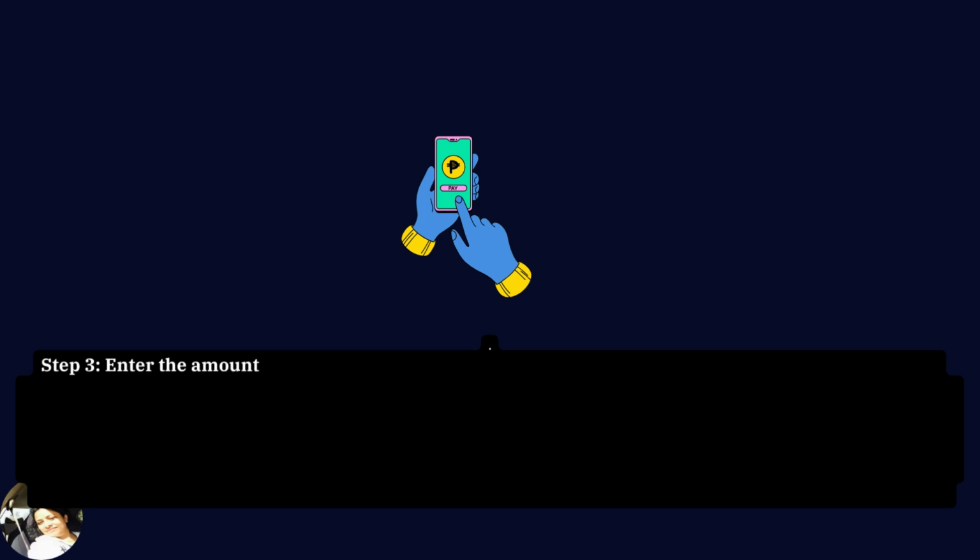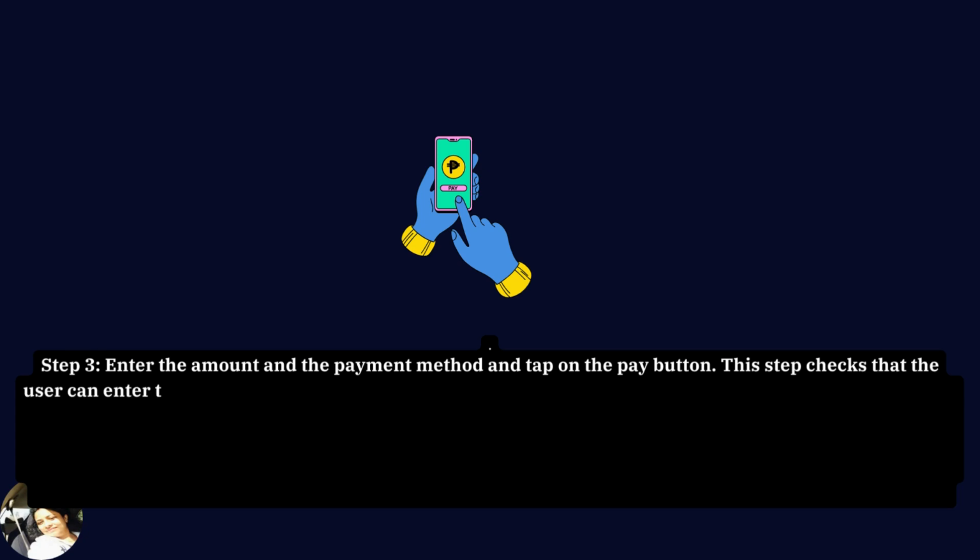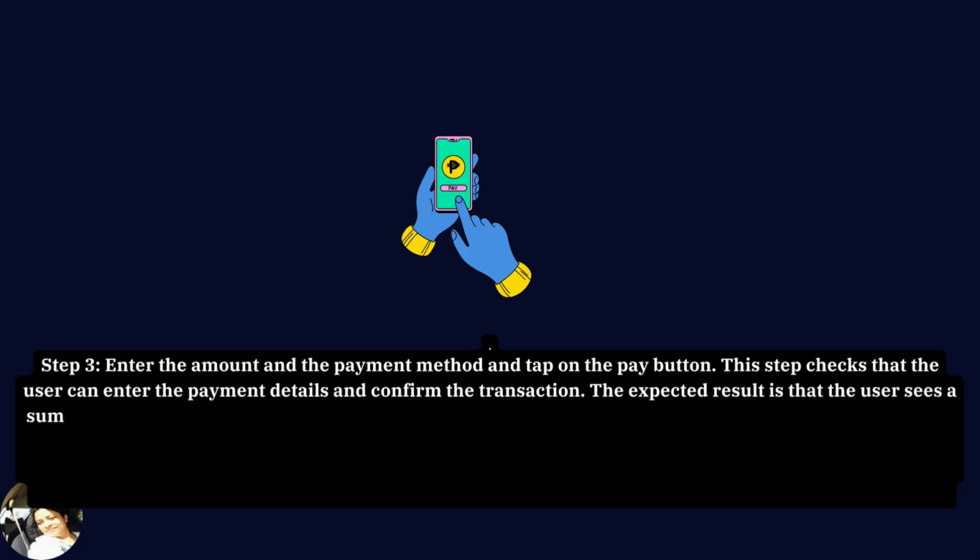Step 3. Enter the amount and the payment method and tap on the pay button. This step checks that the user can enter the payment details and confirm the transaction. The expected result is that the user sees a summary of the payment details and a confirmation message.